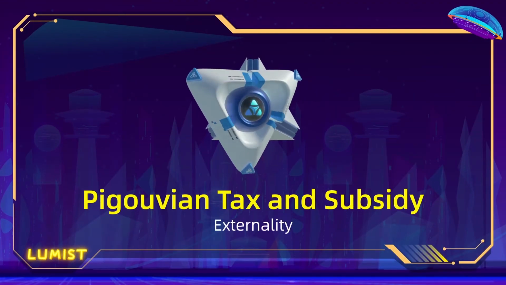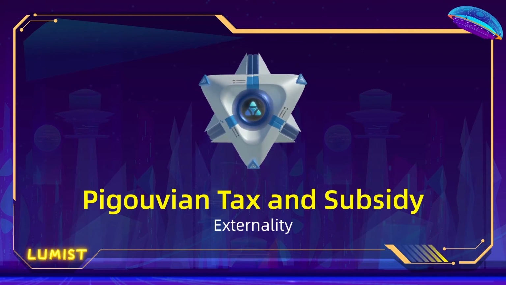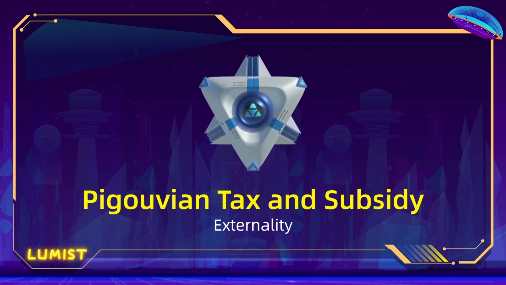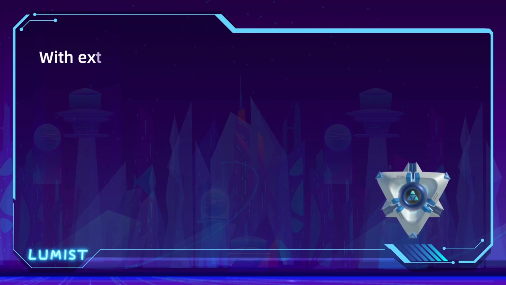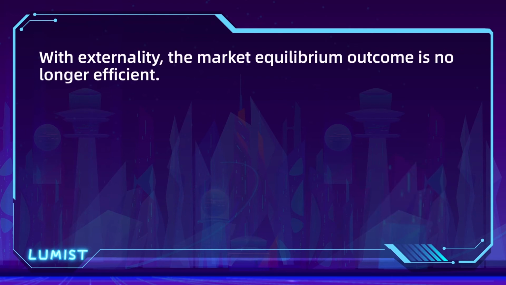In this video, we'll learn about the Pigouvian tax and subsidies, which are government interventions to help markets with externalities reach the efficient outcome. Last video, we learned that when there is an externality, the free market equilibrium outcome is no longer efficient because it doesn't take into account the external costs and benefits.